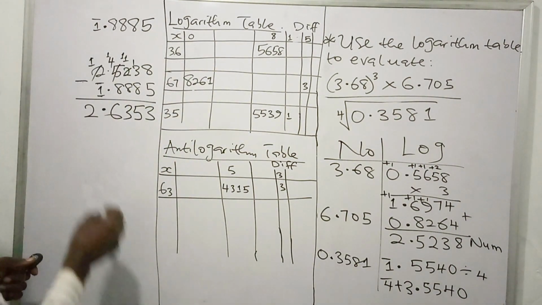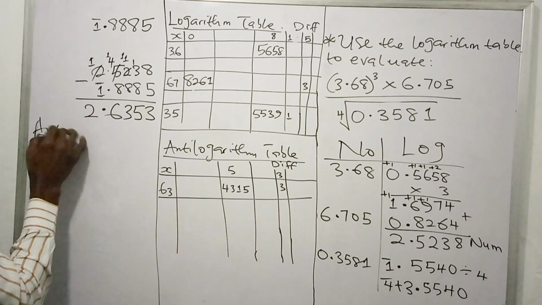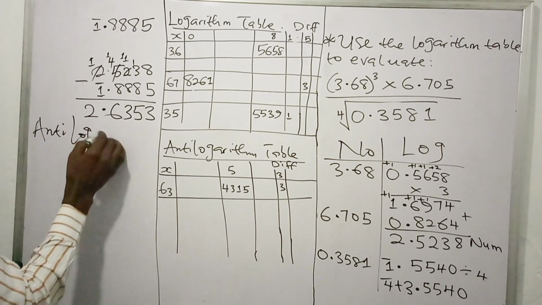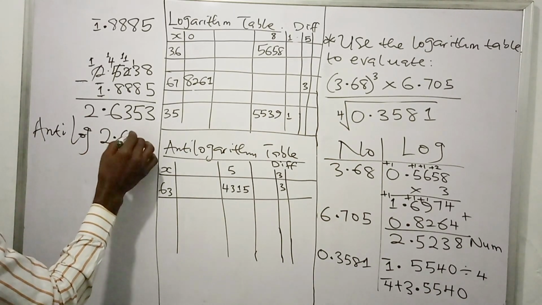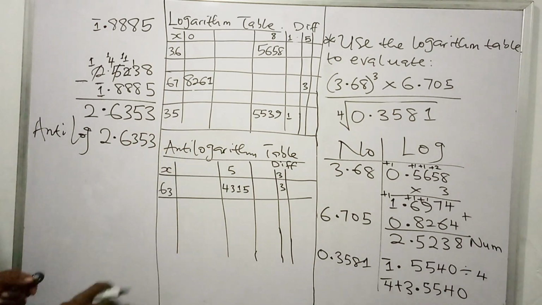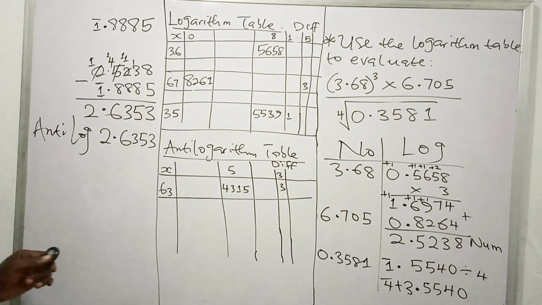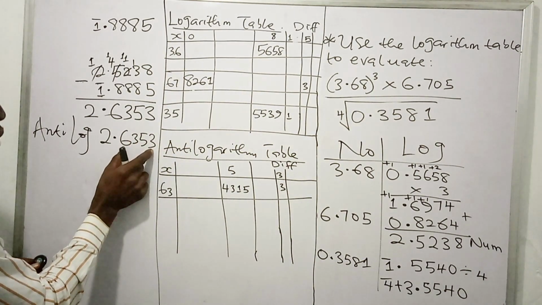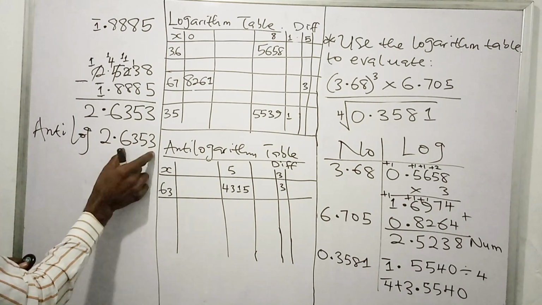So the next stage now is to find the antilog of this number. And in looking for the antilog, you usually work with what? With the mantissa, not the characteristic. You work with the mantissa.